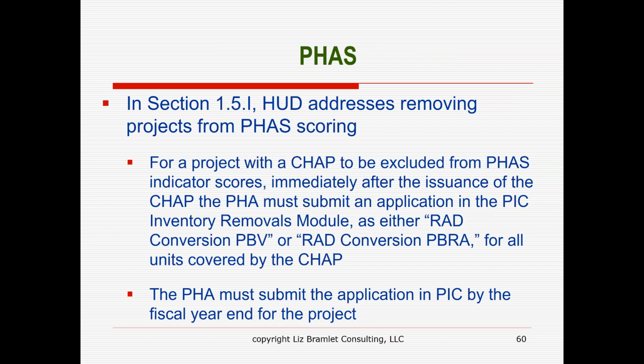FAST, the Public Housing Assessment System, is very important to public housing authorities. You all know that better than I do. Now, HUD addresses FAS newly in this particular notice. It says, for a project with a CHAP to be excluded from FAS indicator scores, immediately after the issuance of the CHAP, the PHA must submit an application in the PIC inventory remover module as either RAD conversion PBV or RAD conversion PBRA for all the units that are going to be covered by the CHAP. And you must submit the application by the end of that fiscal year if you want those units not to be included in your FAS scoring. And that's an important point, I'm sure, for a lot of PHAs.